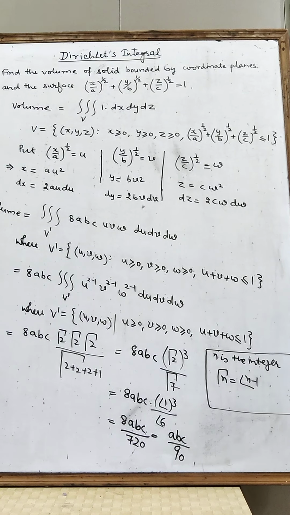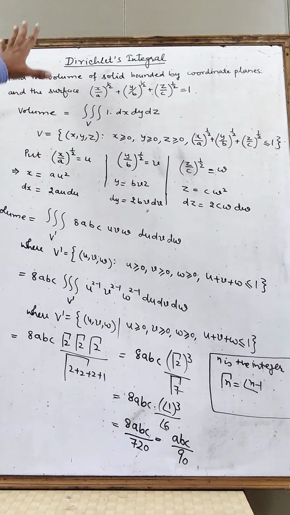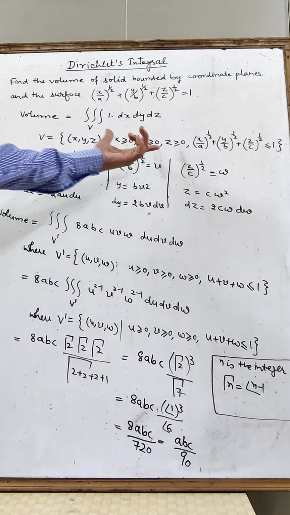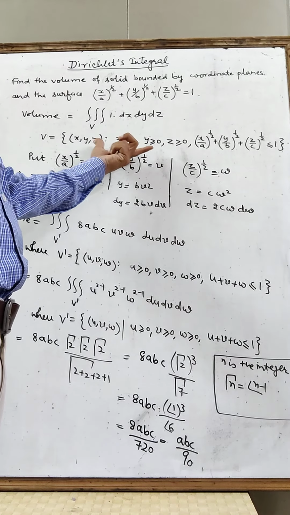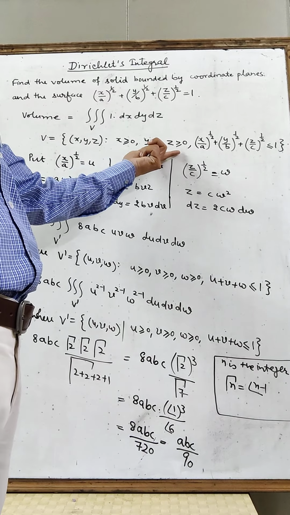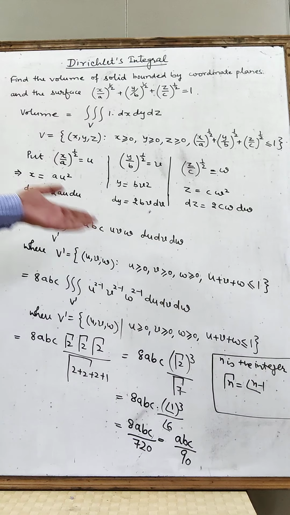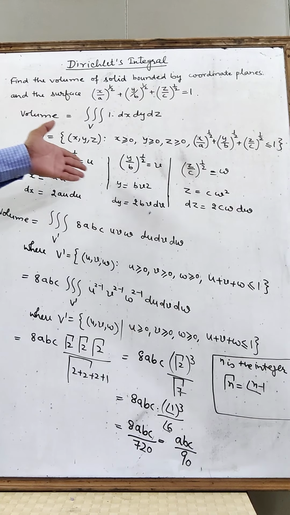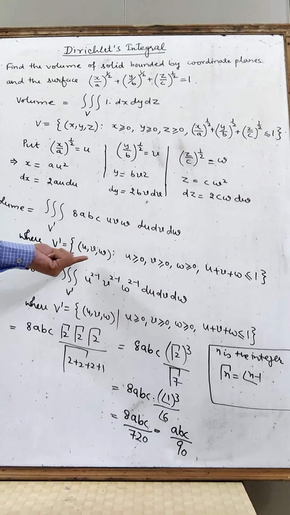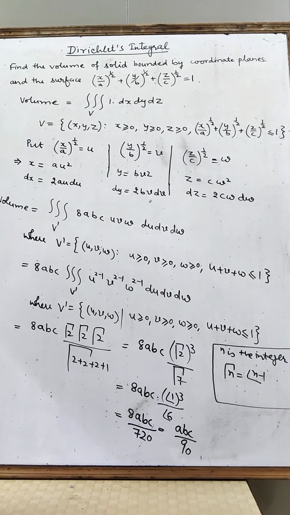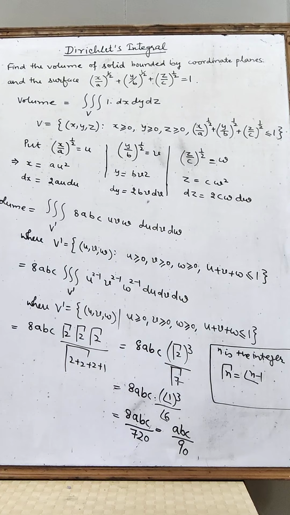So you can solve it on your own. The important thing is that when we have to use the Dirichlet integral, we have to convert, using a suitable substitution, the region or volume provided to us into the standard form. For that we find substitutions suitable to convert the volume into the standard form of the Dirichlet integral. So student, in this way I think you got the concept of Dirichlet integrals. Thank you.